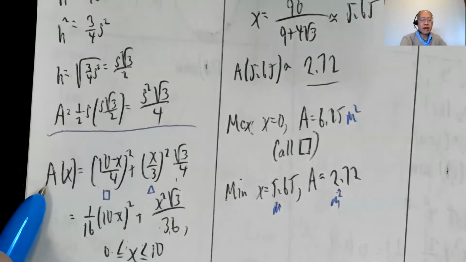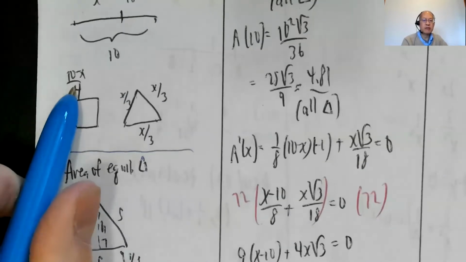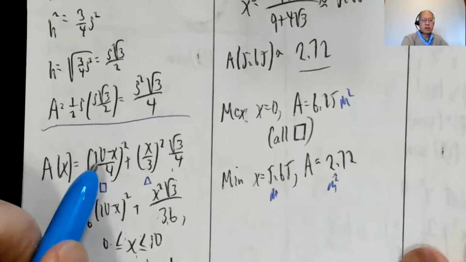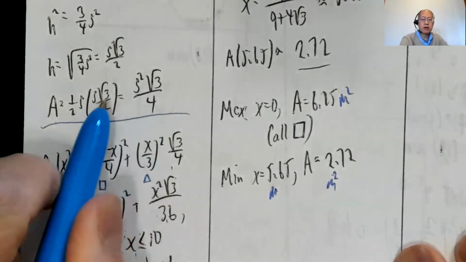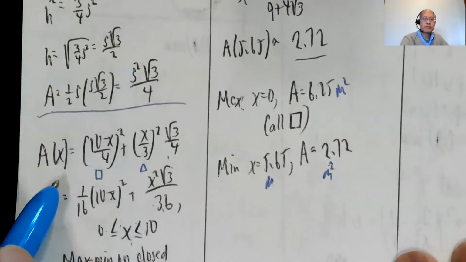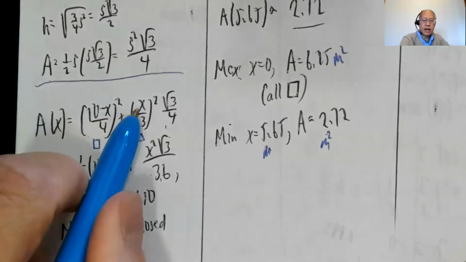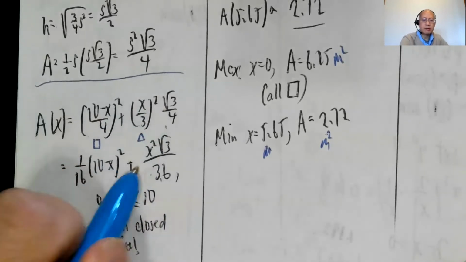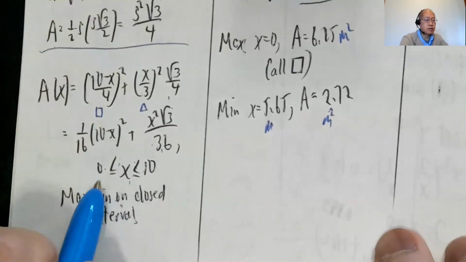All right, with that in mind, my area function A of x is the area of the square, where one side was (10 minus x) over 4, so (10 minus x) over 4 squared, plus my new formula for the area of an equilateral triangle, (x over 3) squared radical 3 over 4. This can be rewritten as 1/16 (10 minus x) squared plus x squared radical 3 over 9 times 4, 36. So I'm trying to maximize and minimize on a closed interval between 0 and 10.